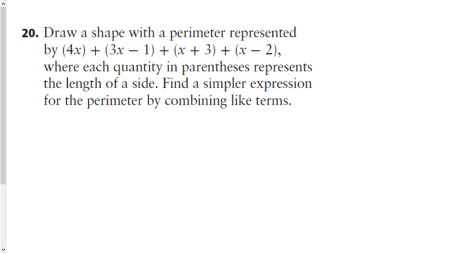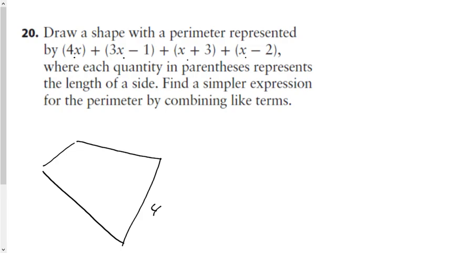Question 20 says, draw a shape with the perimeter represented. Since we have 4 sides, but none of them are equal, we're going to make a polygon, a 4-sided figure, that is not in any way the same shape. So I have 4 completely different side lengths. I'm going to guess the longest is 4x, and I'll make this the longest.